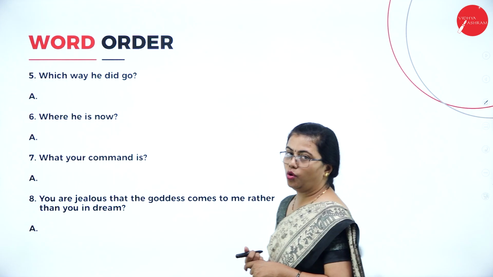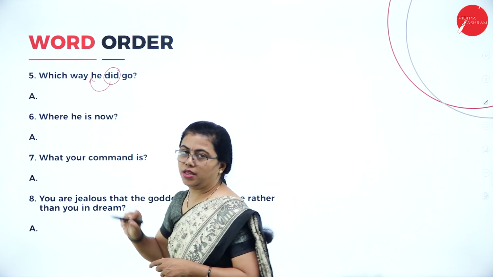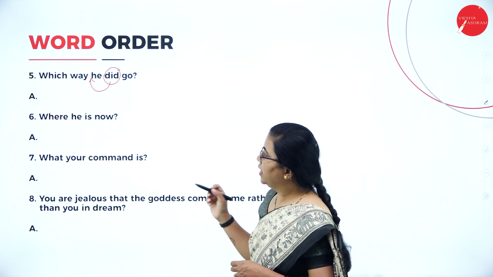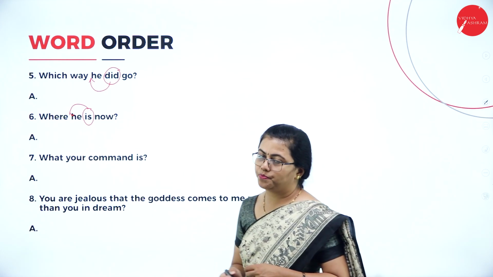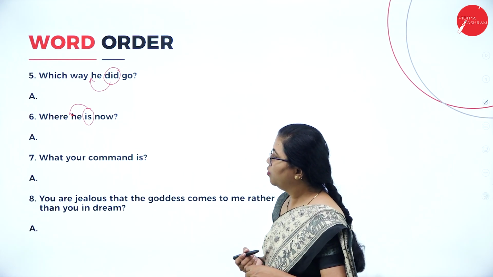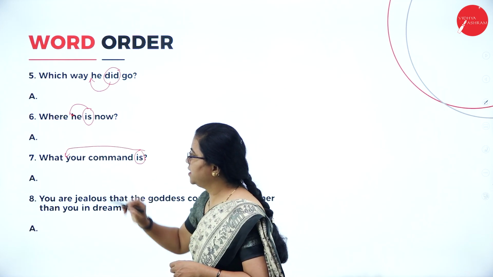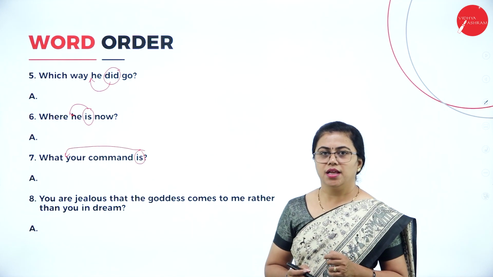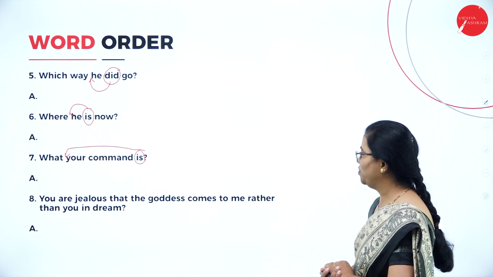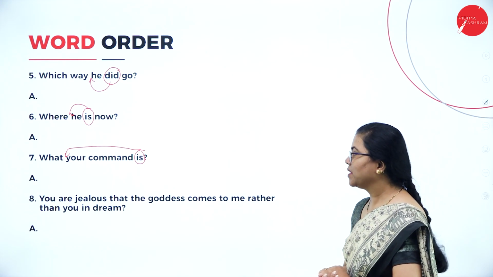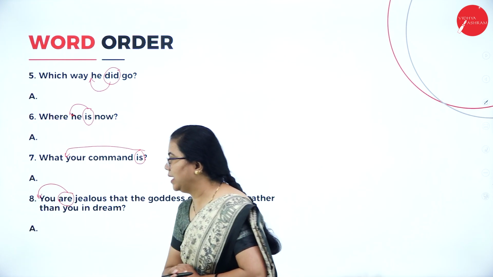Which way he did go? While using only, you will know he did go, auxiliary verb. You have to place it here. Where he is now? Again, this has to be placed after the questioning word. Where is he now? What your command is? Again, auxiliary verb to be placed here. What is your command? Last one, you are jealous that the goodness comes to me rather than you in dream. So here again, auxiliary verb has to be put in the beginning.